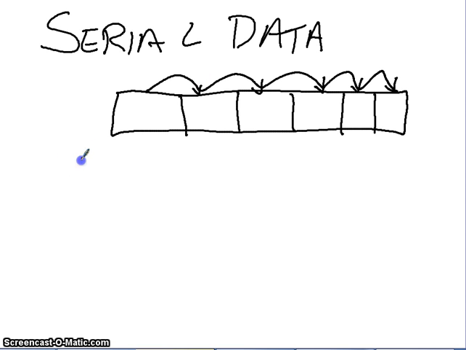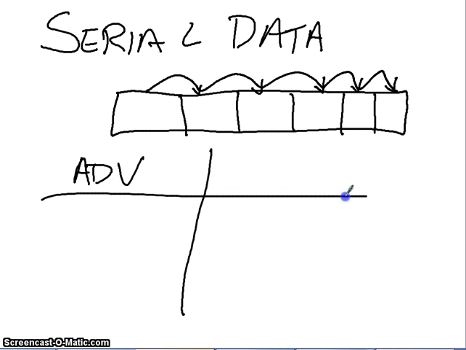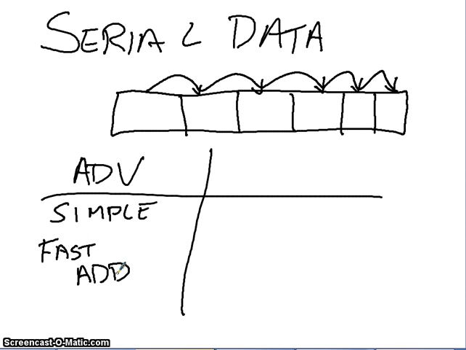Okay, so the advantage of that is that if I want to add something, well, the first advantage is that it's simple. Okay, it's the easiest way that we store something. If you think about a bookshelf, if I want to add a new book to the bookshelf, I can plonk it on the end, and it's simple. The other advantage is it's fast add. You can add something really quickly to a serial data store, because let's face it, if I want to add something, I just tack it on the end.